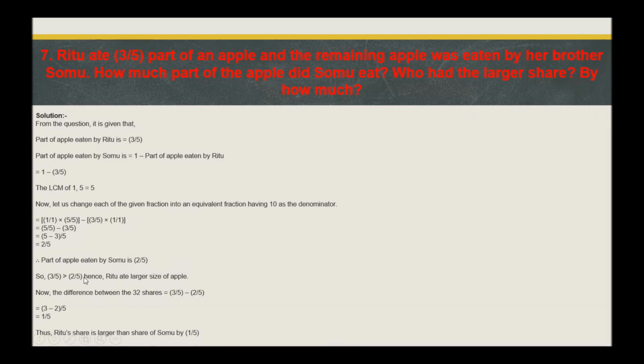Now 3 upon 5 is greater than 2 upon 5. That means Ritu ate the larger share of the apple. And how much is the difference of share? So 3 by 5 minus 2 by 5, that is 1 by 5. So Ritu's share is larger than Som's share by 1 by 5.